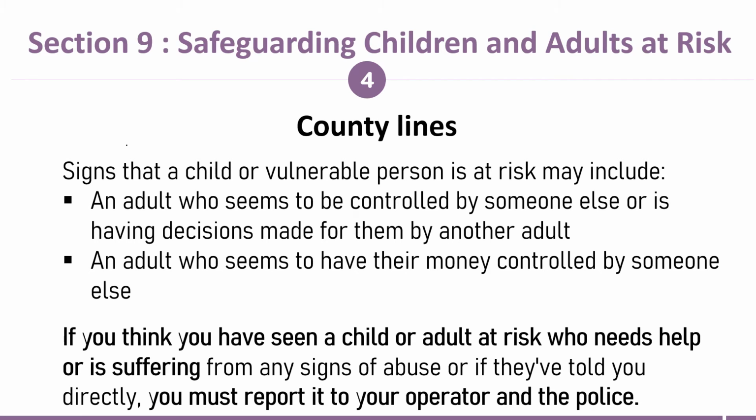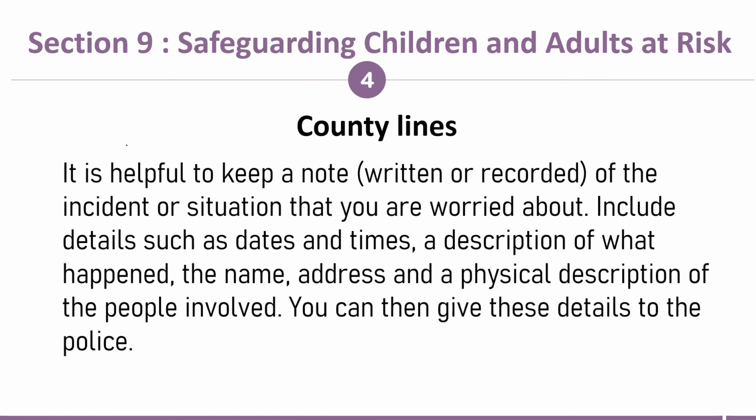If you think you have seen a child or adult at risk who needs help or is suffering from any signs of abuse, or if they've told you directly, you must report it to your operator and the police. It is helpful to keep a note, written or recorded, of the incident or situation that you are worried about. Include details such as dates and times, a description of what happened, the name, address, and a physical description of the people involved. You can then give these details to the police.